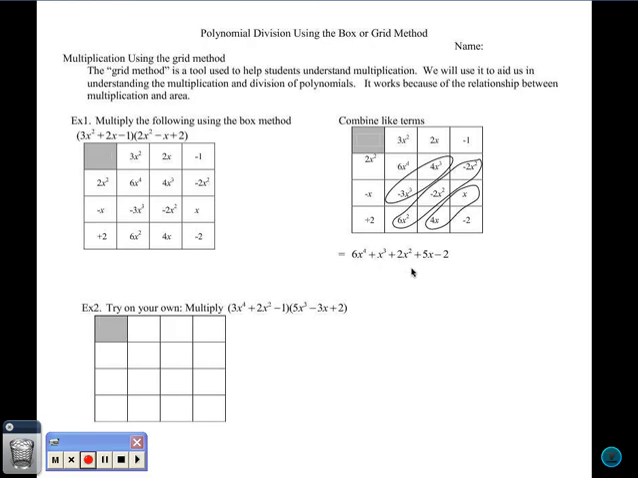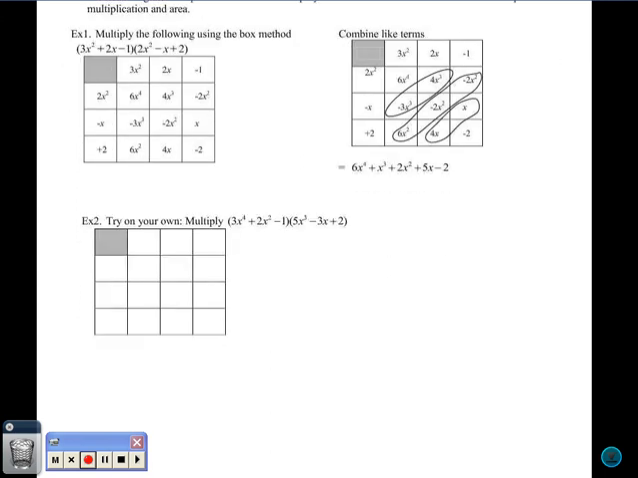Alright, so hopefully you've just finished working in groups, and now you're ready to look at polynomial division. We know how to multiply numbers using the grid method. We looked at that, the Punnett square concept. Let's go ahead and do a review of that.